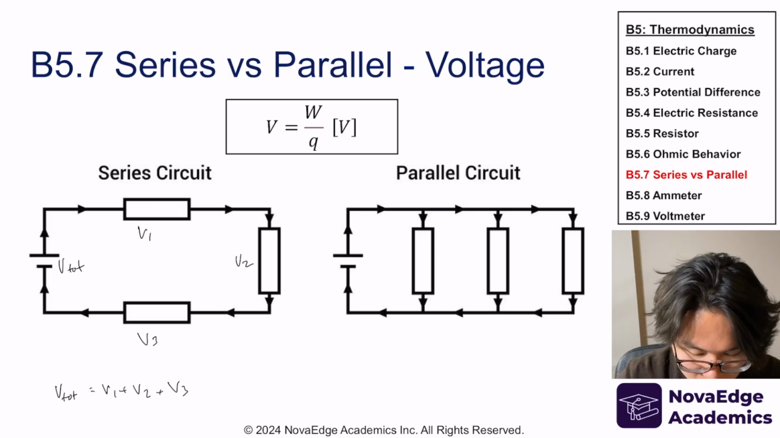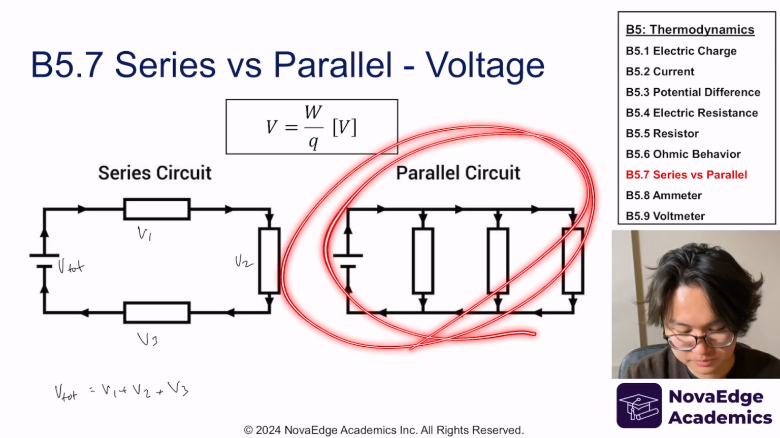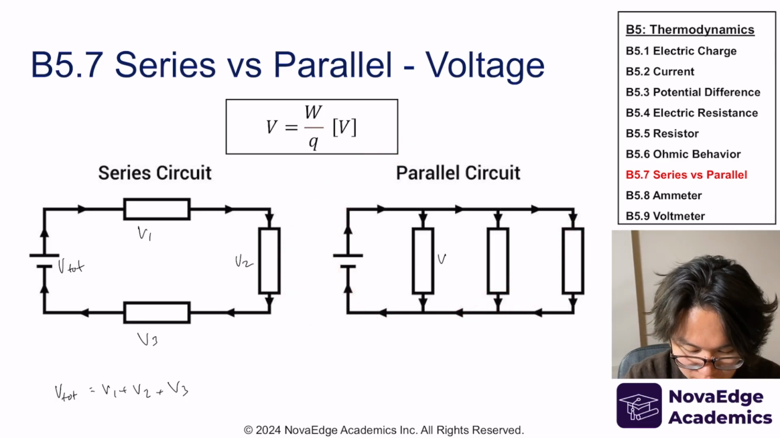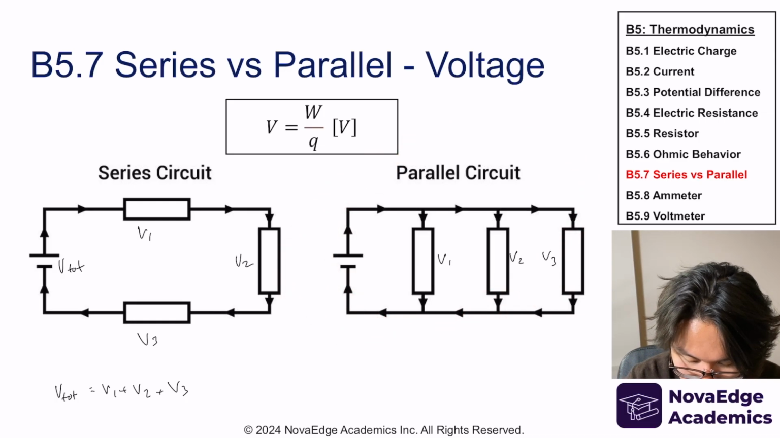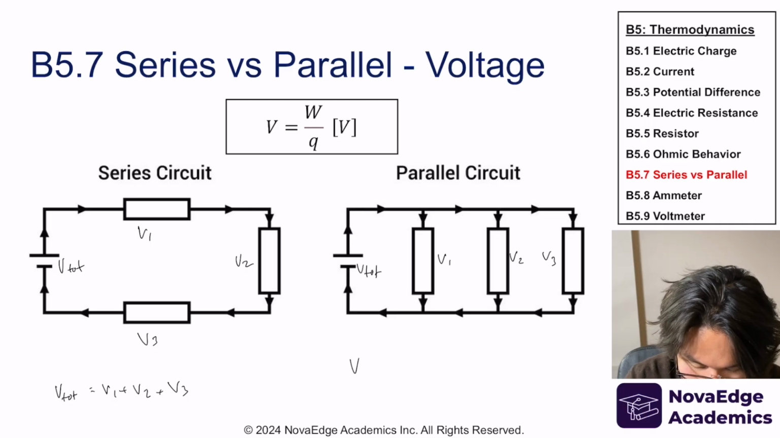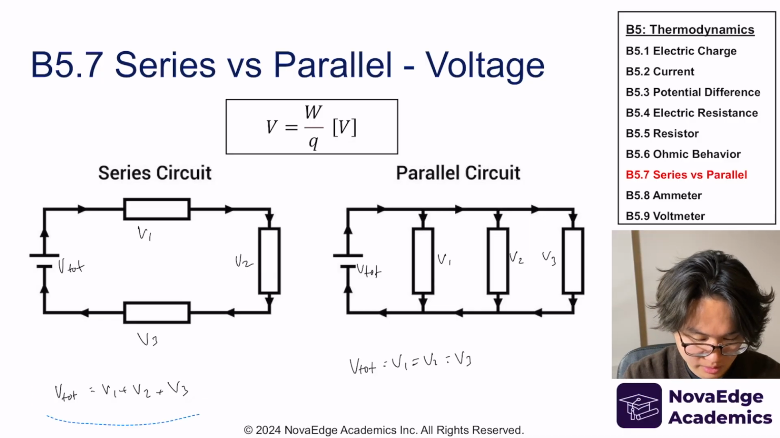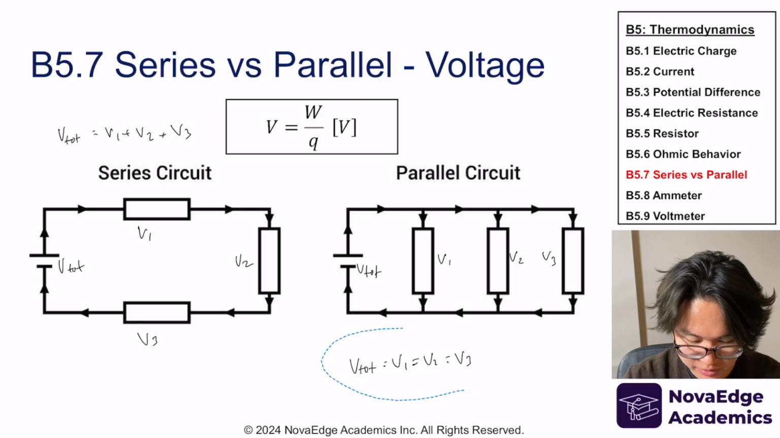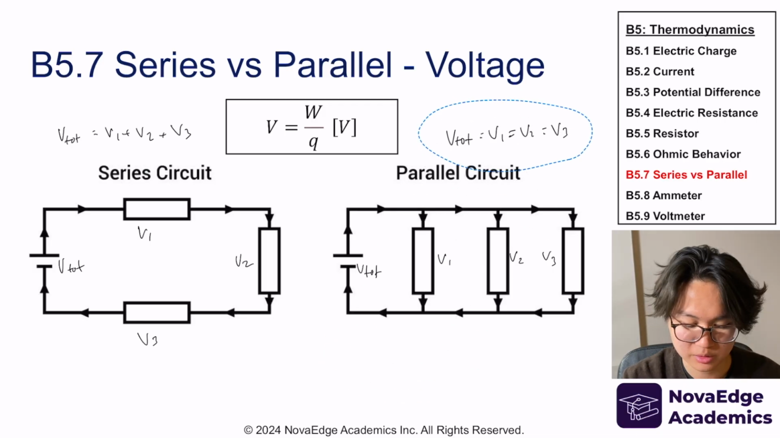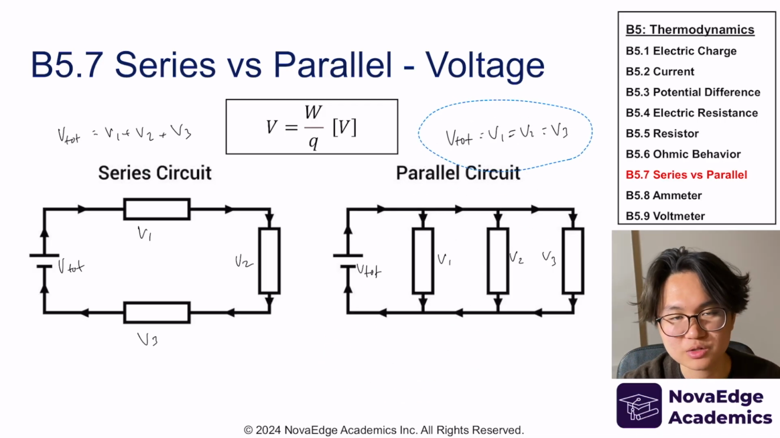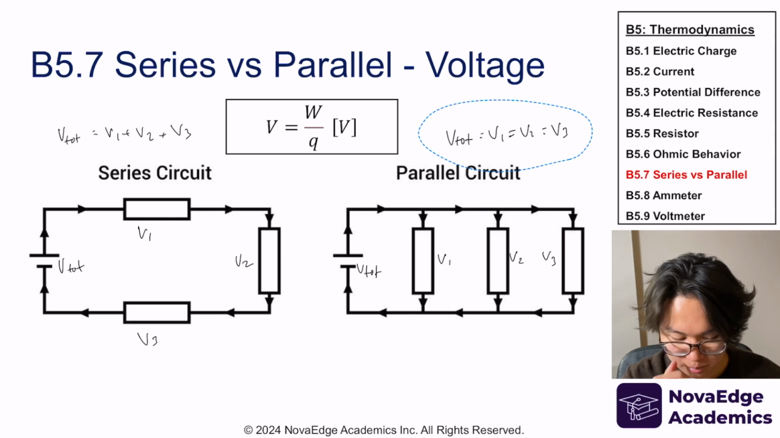Okay, but in parallel, it's actually the same. So V1, V2, and V3, and V total. This time V total is equal to V1 is equal to V2 is equal to V3. Okay, and let me make an analogy for you for this to make sense, because you need to remember either one, and then you can remember, okay, I can just flip it, right? So let me give a perfect analogy for you.